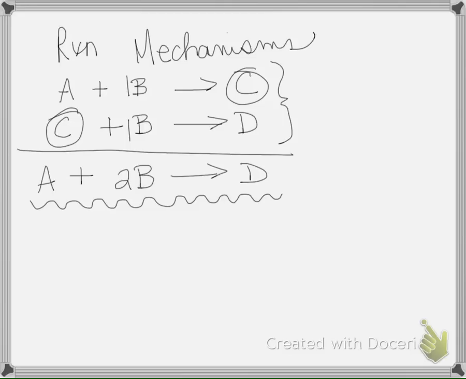Okay, these are called elementary steps. Y'all like that name? Elementary steps are simply the individual steps that happen to give you the overall equation. In this example, C has a special name. C is called a reaction intermediate.